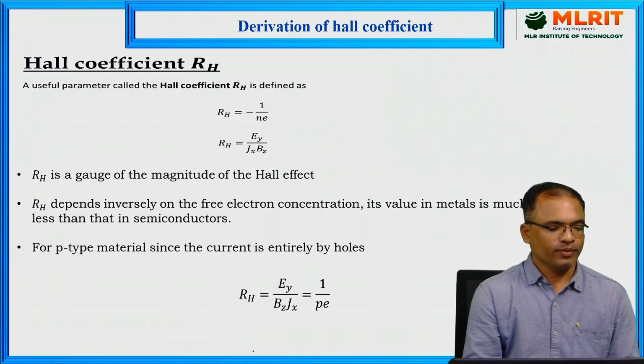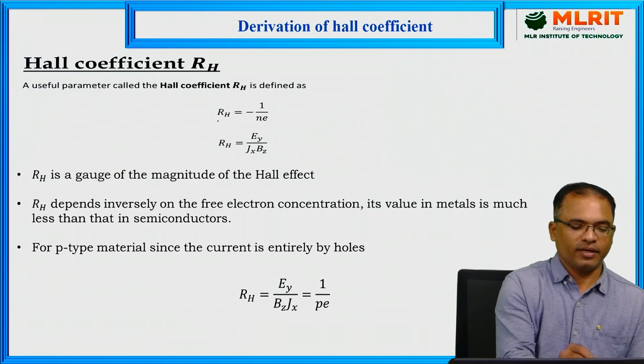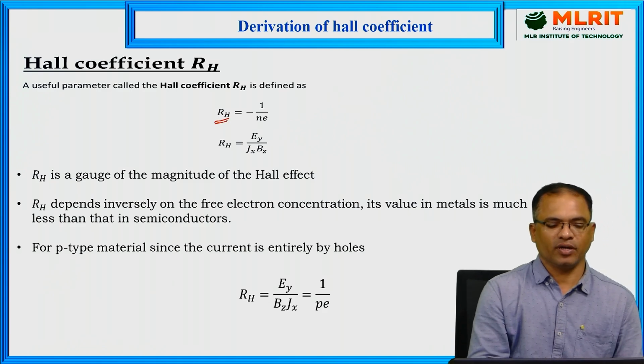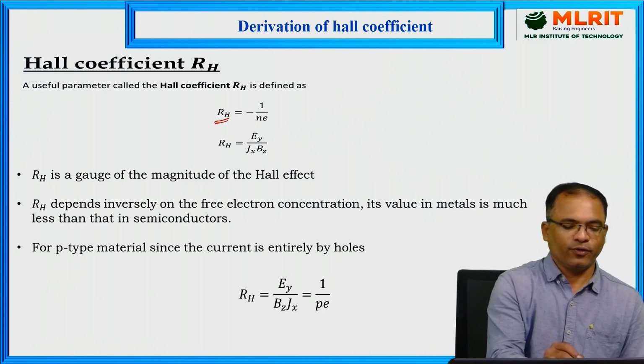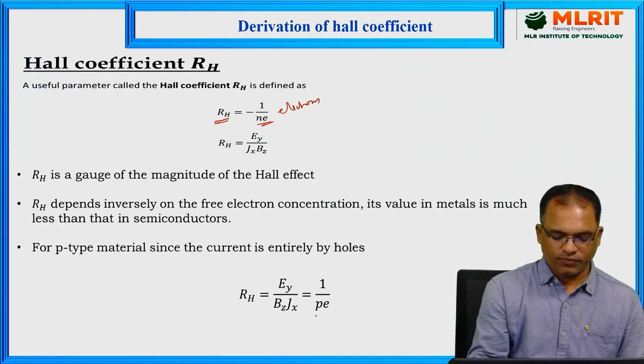Now, Hall coefficient is denoted by capital R suffix H. Hall coefficient is negative for electrons. It is negative for electrons. Hall coefficient is taken as positive for holes.